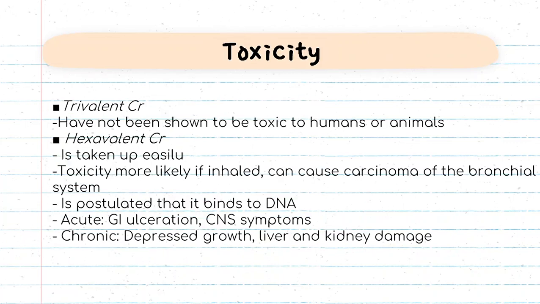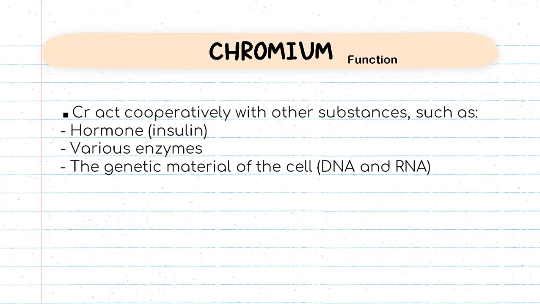Toxicity: Trivalent chromium has not been shown to be toxic to humans or animals. Hexavalent chromium is taken up easily. Toxicity is more likely if inhaled, and it can cause carcinoma of the bronchial system. It is postulated that it binds to DNA. Symptoms include acute GI ulcerations, and in chronic exposure, depressed growth, liver, and kidney damage.